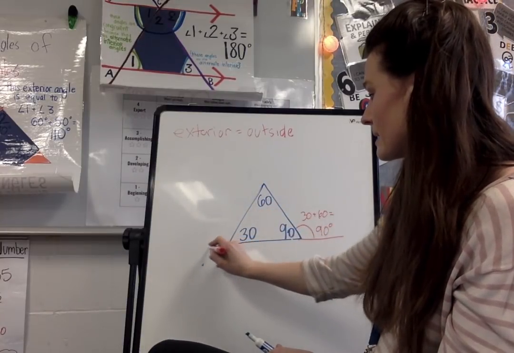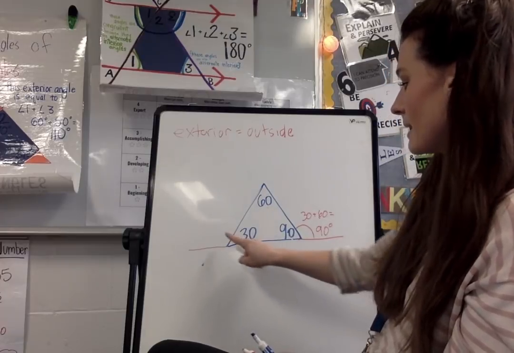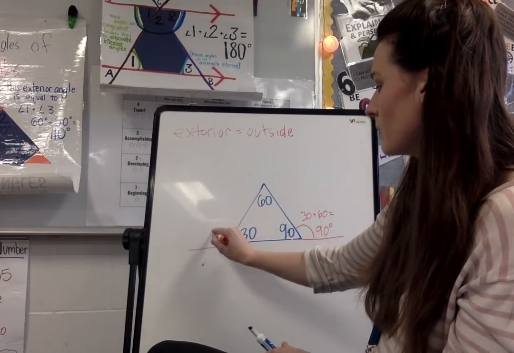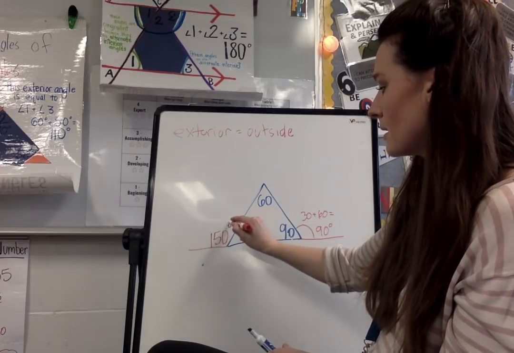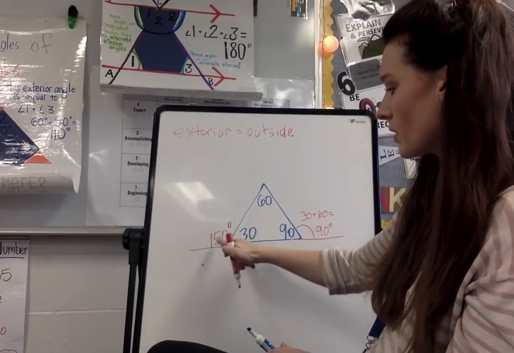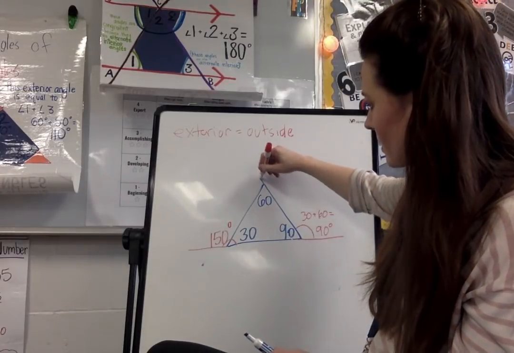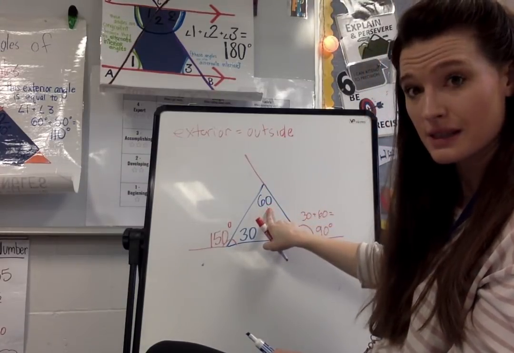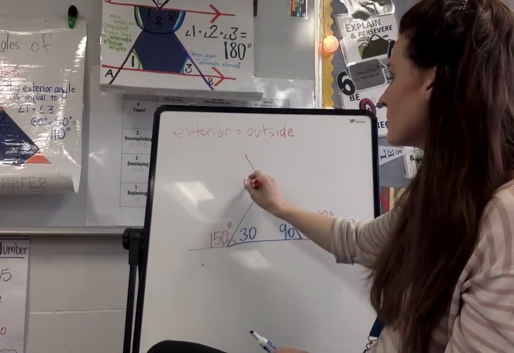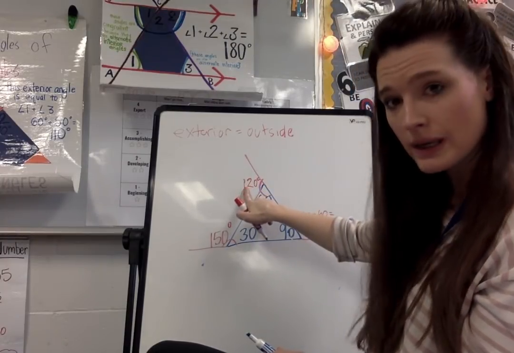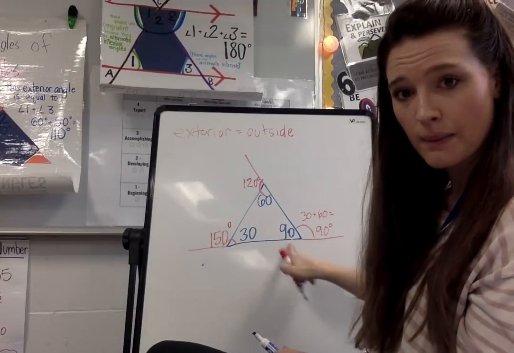So that works. I can extend this line out and say that this angle, if that's 30, well, I know that this is going to be 150, because that makes a straight line. Well, look, 150 is equal to 60 plus 90, okay? And this third, I can extend that out. Well, if that's 60, I know that that needs to be 120, because it makes a straight line. Well, you notice 120 is equal to 30 plus 90.